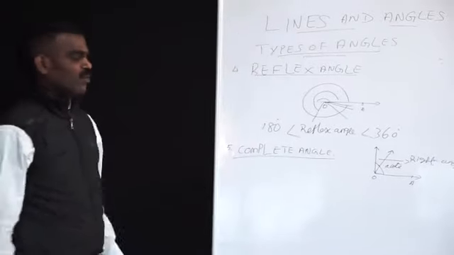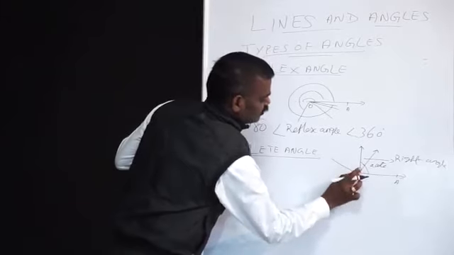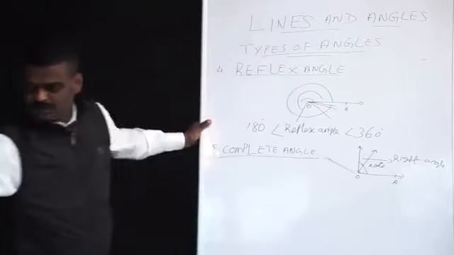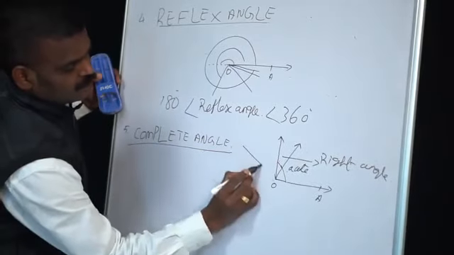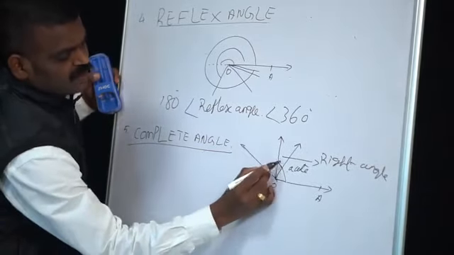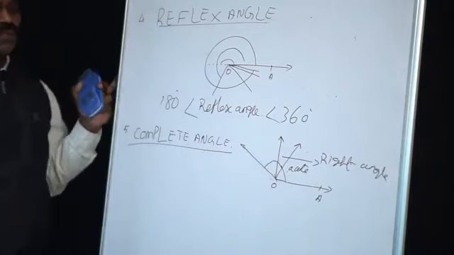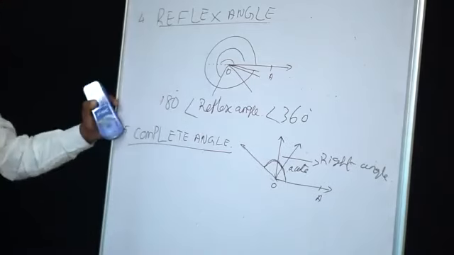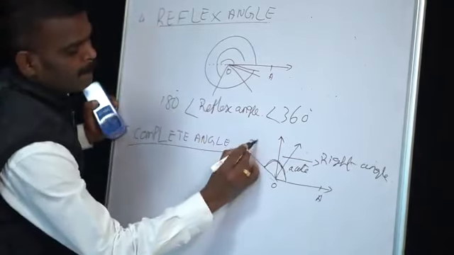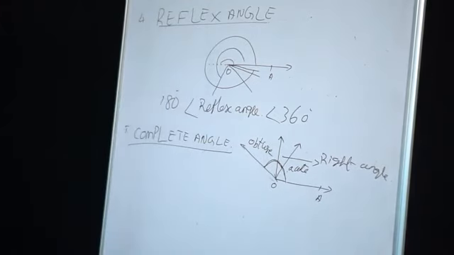Now, with this right angle, I am going to draw one more angle. Right angle plus this angle. Now, what do you call this full angle? Yes, obtuse angle. Correct?